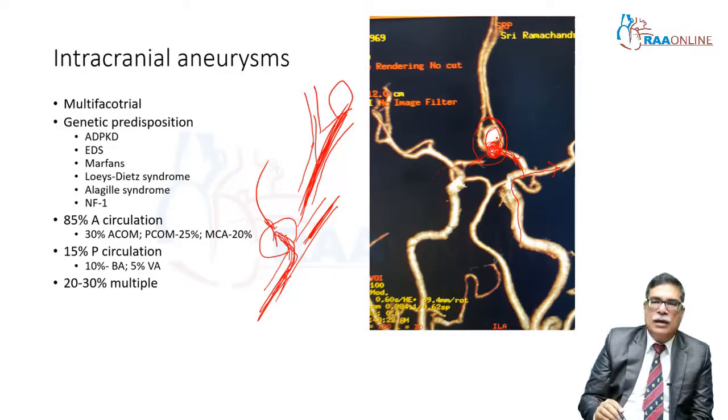The PCOM, which is the communication between the anterior and the posterior cerebral artery, is the second commonest area. MCA aneurysms also form. Again, MCA aneurysms form in what is called the MCA bifurcation, which is the branching point between the M1 and the M2.